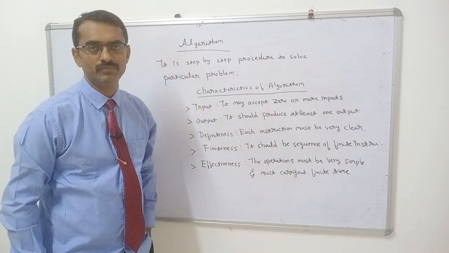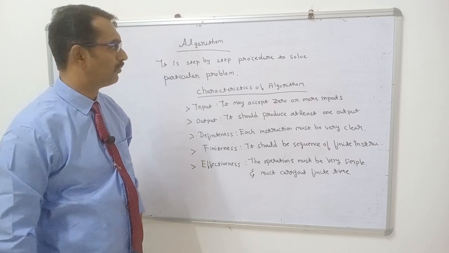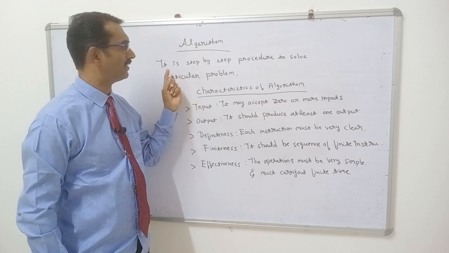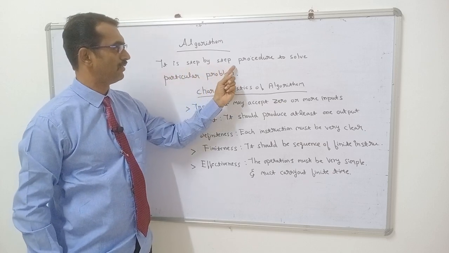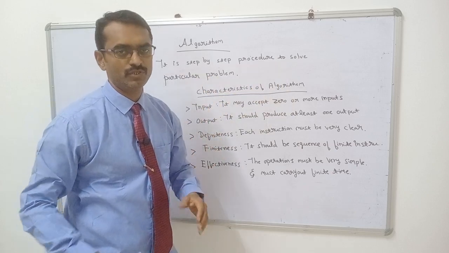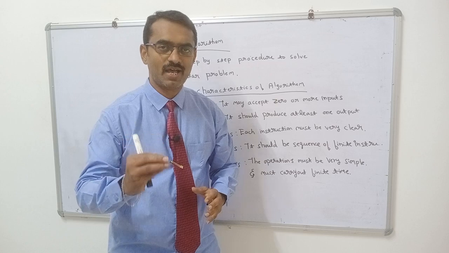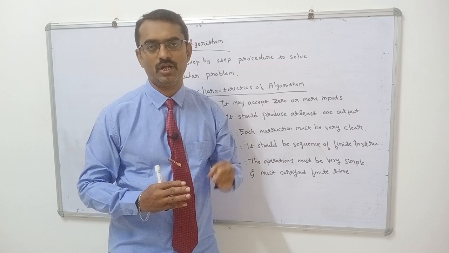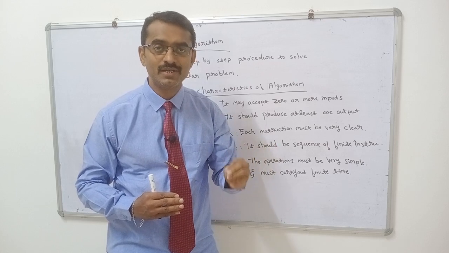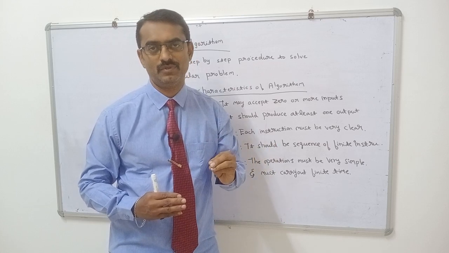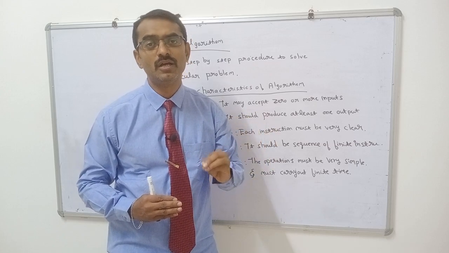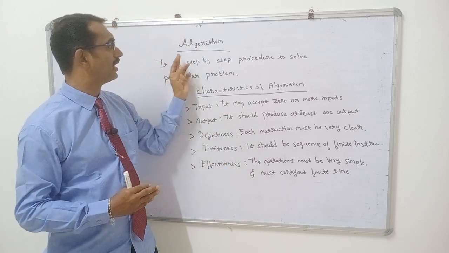Definition of algorithm. Try to understand, students, what the definition of an algorithm is. First I will read this and then I will explain. It is a step-by-step procedure to solve a particular problem. Assume that we have given some task to the computer. Now that has to be carried out or solved step by step. If you write some instructions step by step to solve the problem, that is called an algorithm.